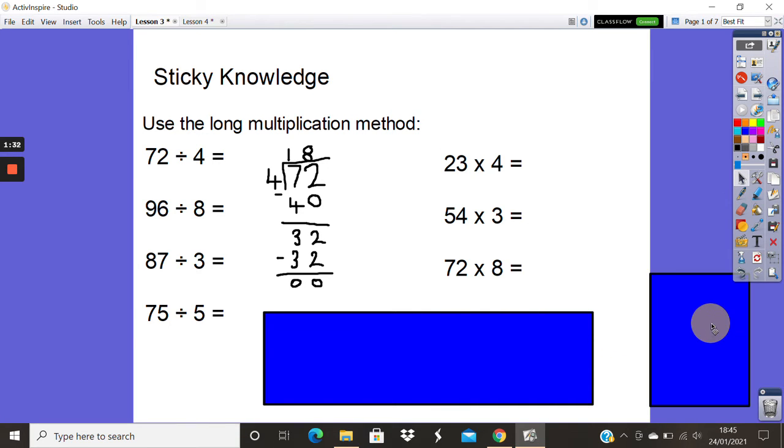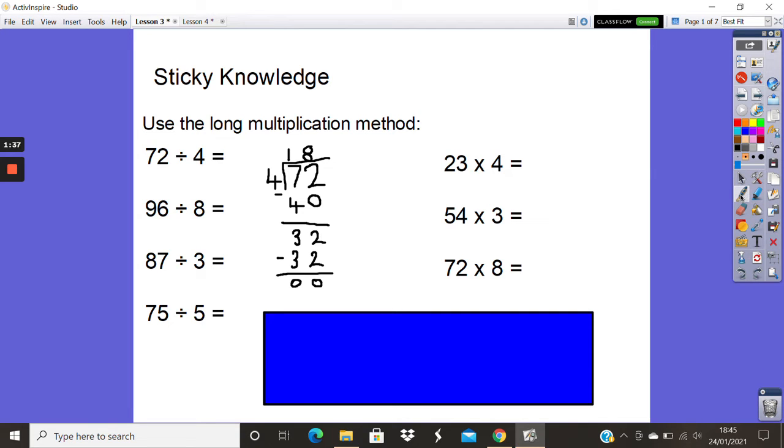Okay, the next one is multiplying. So we're going to use one of the methods that we've learned. So we'll start with 23 times 4 in the long multiplication method, and then we will also look at it in the method where we carry over. So just like we do when we're adding and subtracting, we start with our 1s column. So we've got 3 times 4 would be 12.